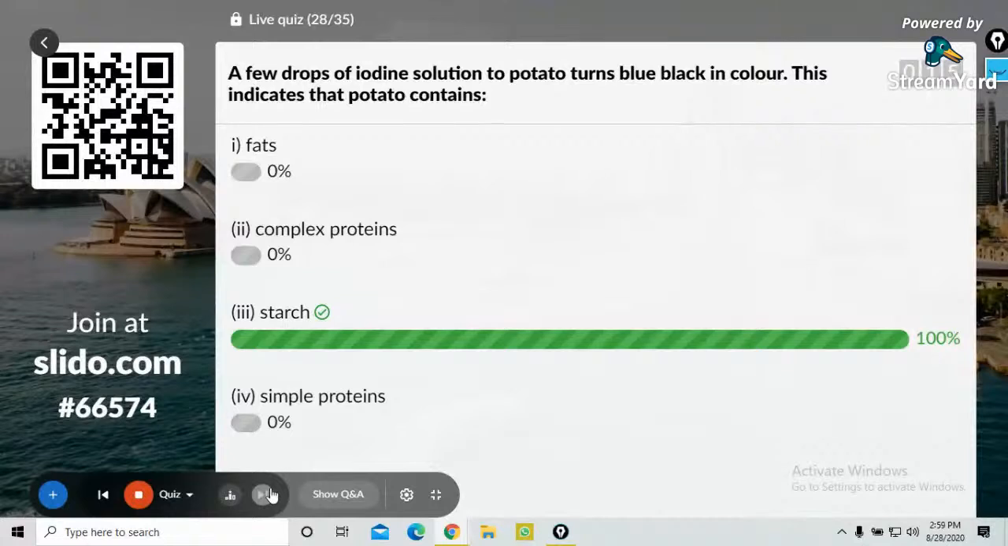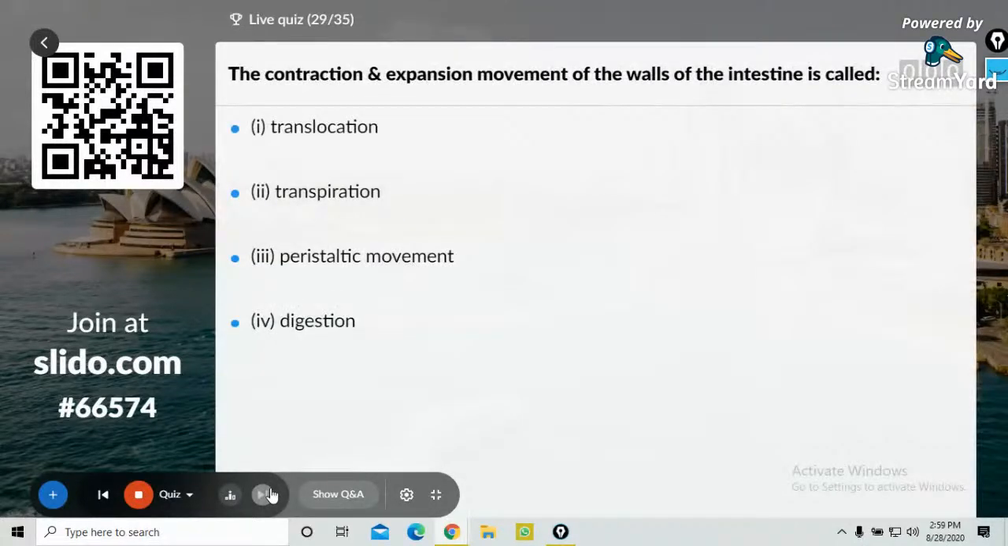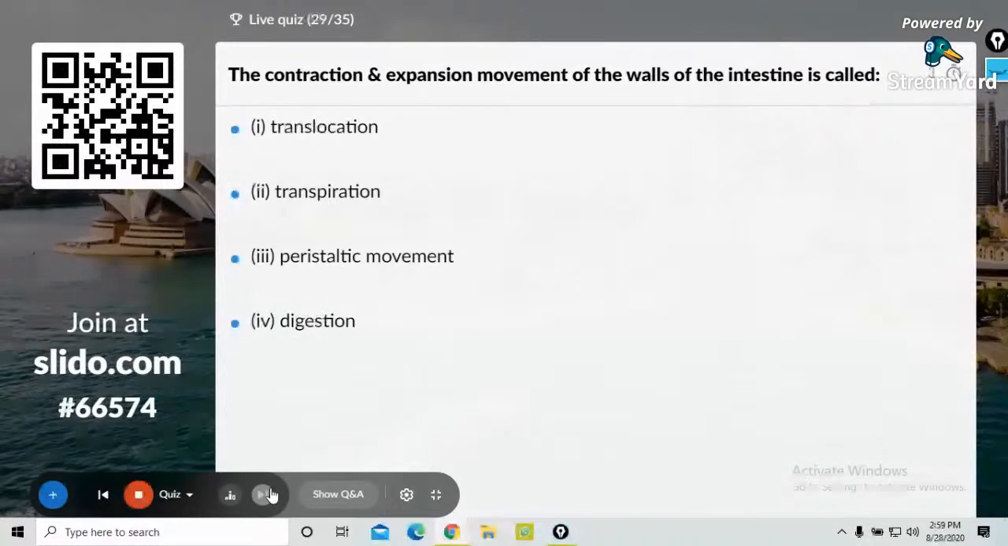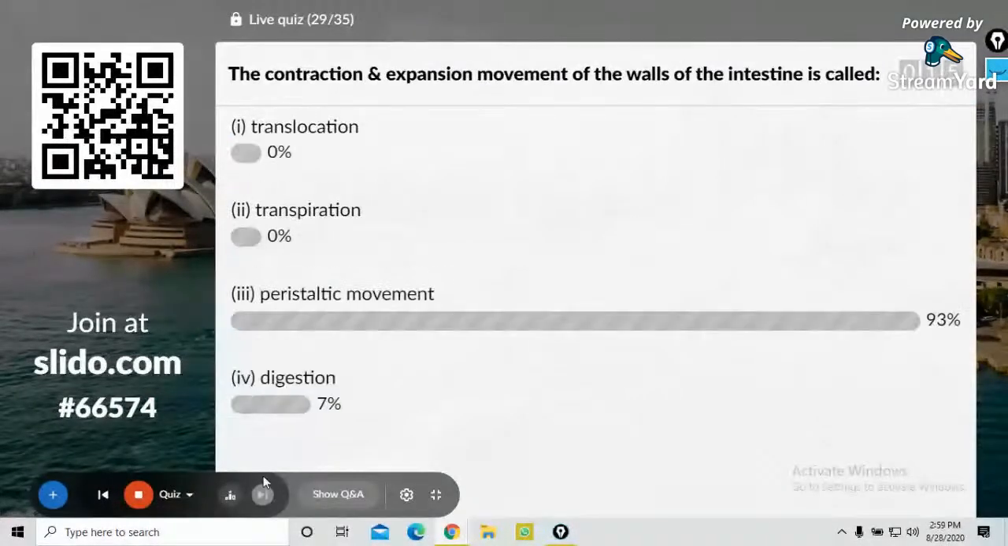The contraction and expansion movement of the wall of the intestine is called... Guys, it's my humble request. Please don't give the wrong answers. Such a simple question. You cannot even expect this type of simple question in your examination. I'm just adding you the basics from the base level itself. What is digestion? Next question on the screen.